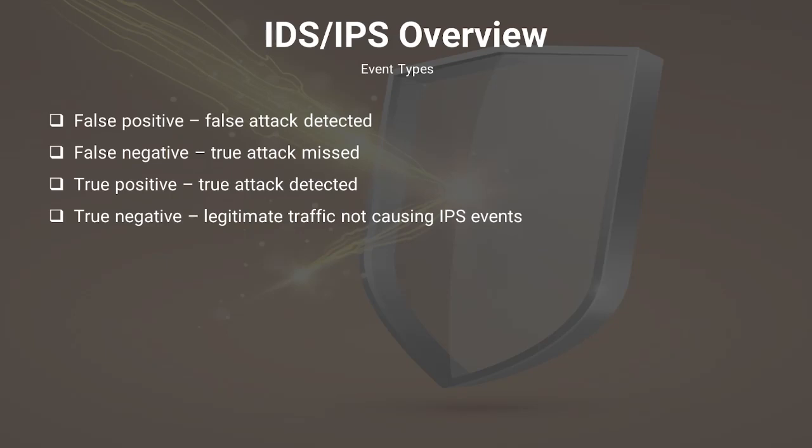True positive, this is the one we want to see. This is the true attack detected and hopefully prevented. So good job to everyone. It's a great action. So true positive is the purpose of the IPS/IDS. And the true negative is also a great thing, because then the legitimate traffic is not causing an IPS alarm.